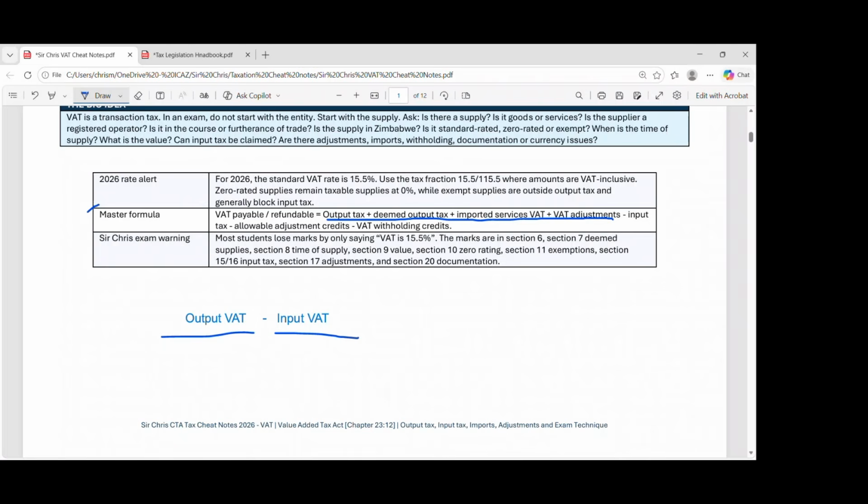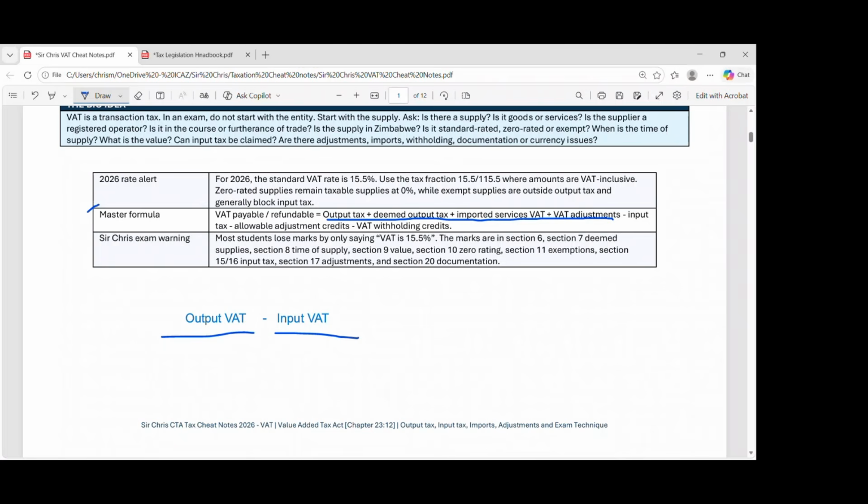So the first question is, were we charged? To answer the question, were we charged, there are three things you should look out for. Number one, the registration status of the supplier. In the exam, they might tell you in advance that we buy all our products from registered suppliers, or that supplier X is a category A, B, C, or T registered operator. So that answers the question, were we charged? Then number two, to answer the question, were we charged.